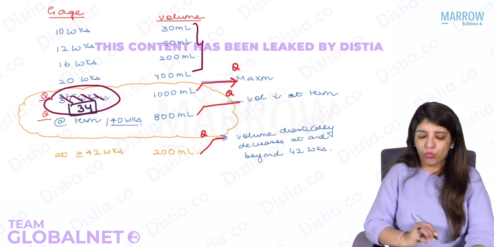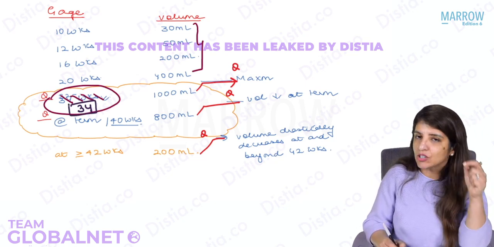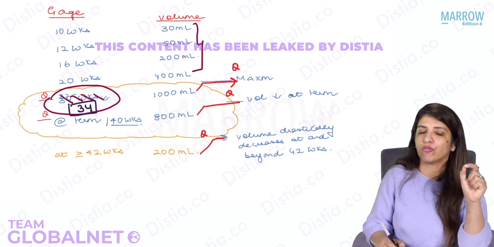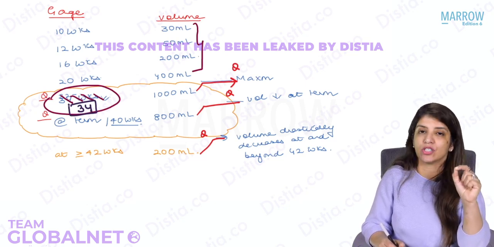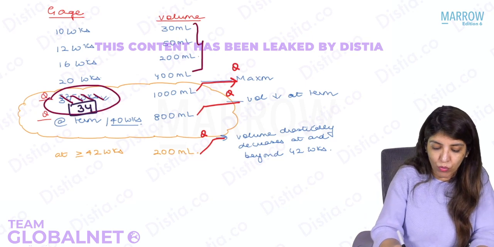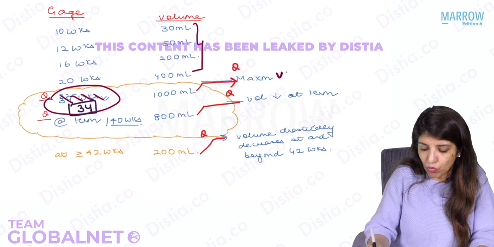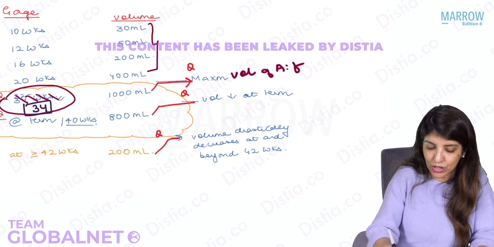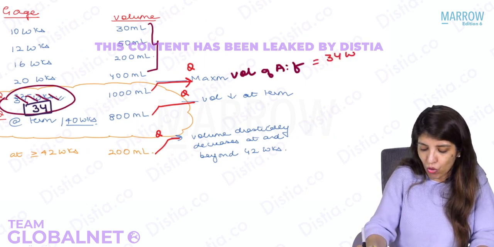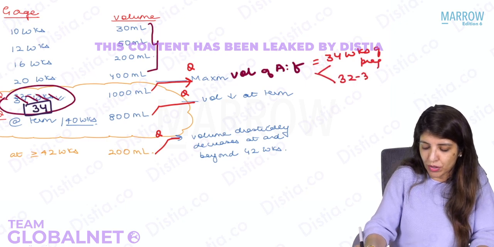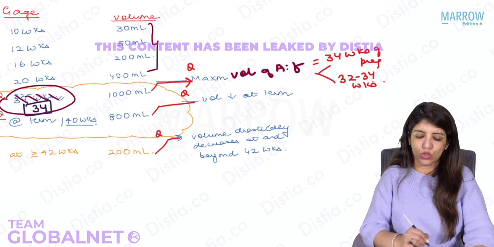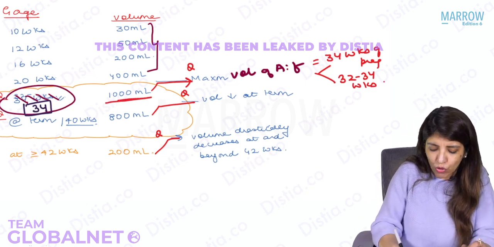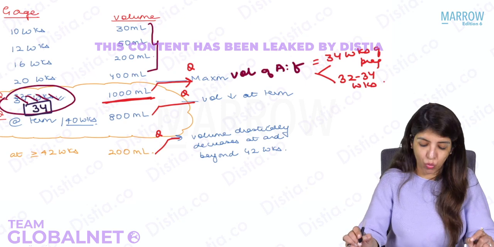Up till 34 weeks, the volume keeps on increasing, and at 34 weeks, the volume of amniotic fluid is 1000 ml, that is, it is 1 liter. Now, if 34 weeks is not given to you in the options, so if they ask you when is the maximum volume of amniotic fluid seen, the best answer to this question is 34 weeks of pregnancy. Now, if they ask you a range, then the range will be 32 to 34 weeks of pregnancy. Now, at 34 weeks, the volume of amniotic fluid is 1 liter.